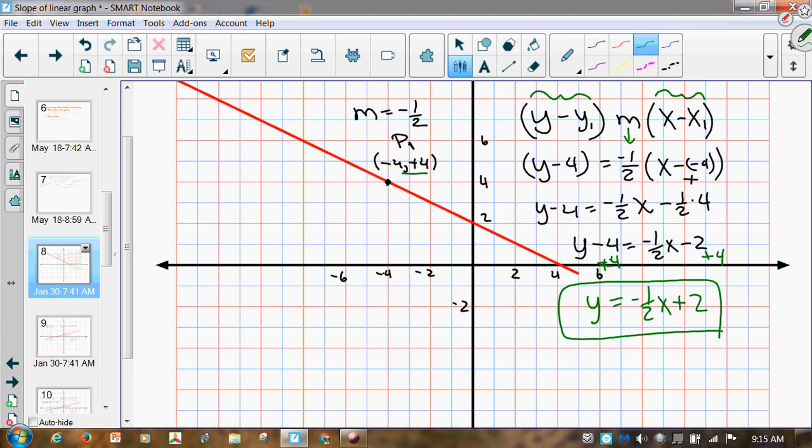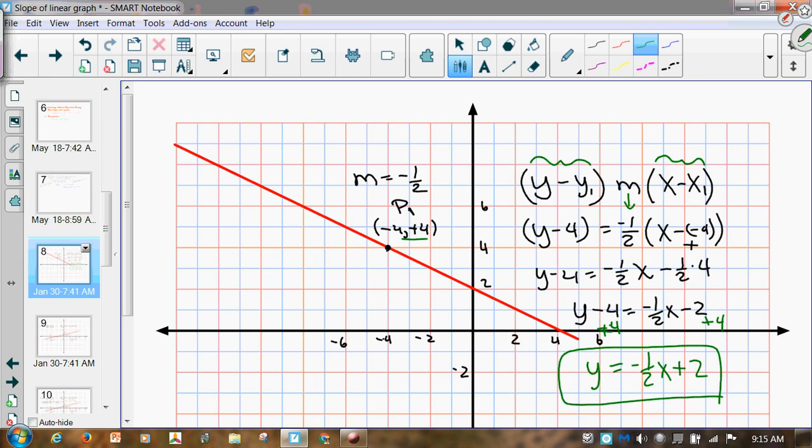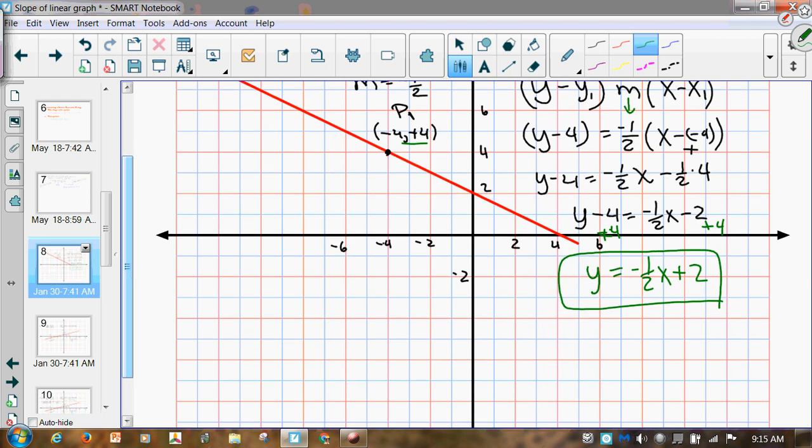Now, thinking back for just a second, we said that the y-intercept was equal to the b term when x is equal to 0. Going back to our equation, notice that the y-intercept is identified right here as 2, and there it is at the point 0, 2. If I plug in 0 for x, we get y equals -1/2 times 0 plus 2, which agrees with the y-intercept on our graph.